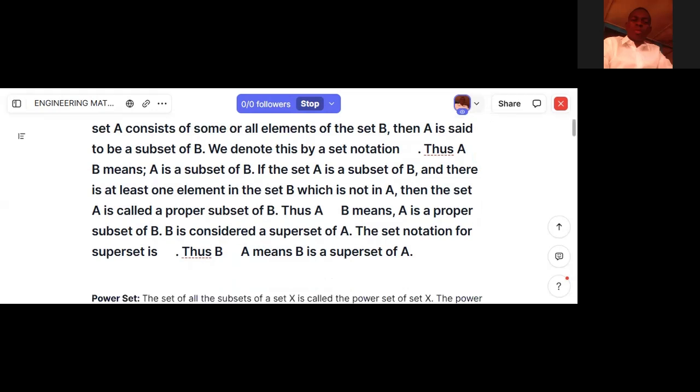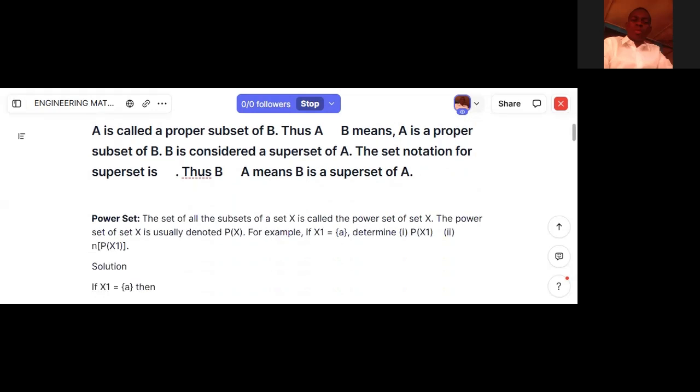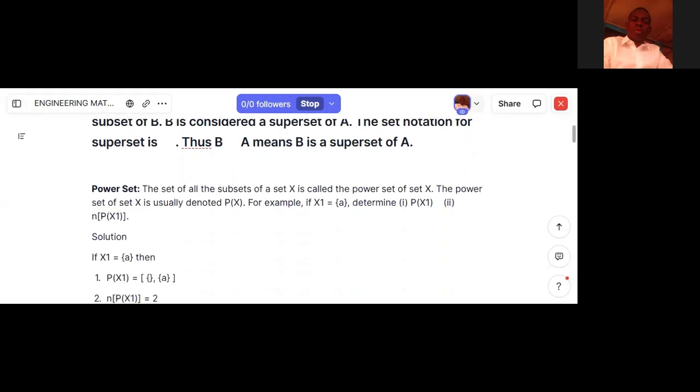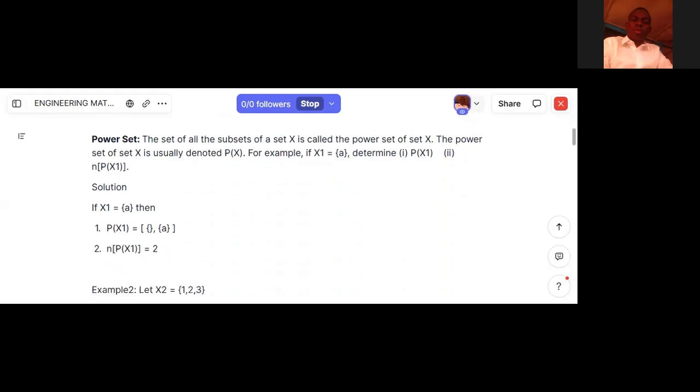Now we see another concept, the power set. The set of all the subsets of a set X is called the power set of set X, right? The power set of set X. Now, the subsets that a particular set can form are simply known as the power set of that particular set.